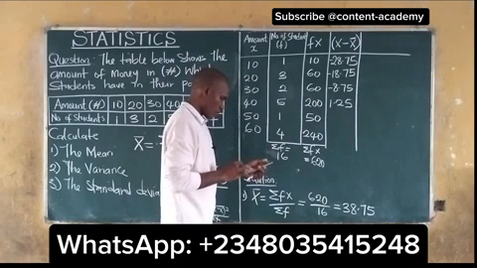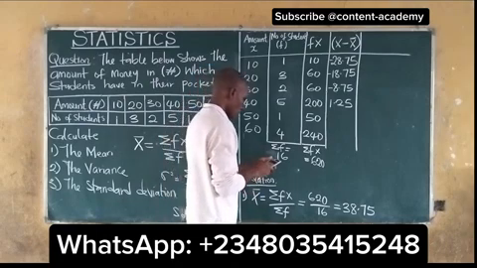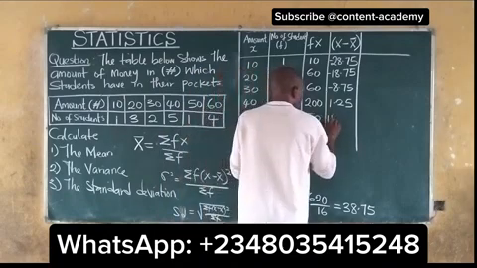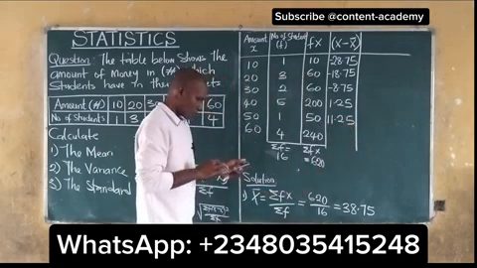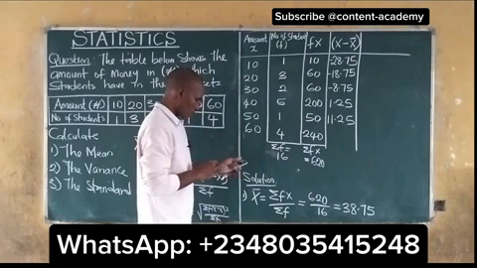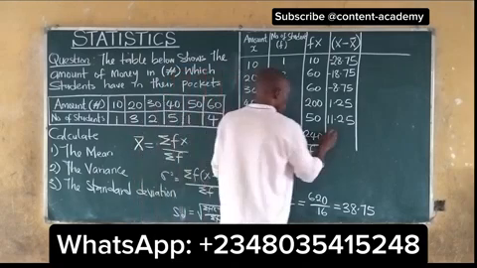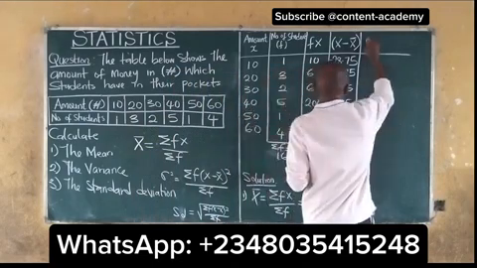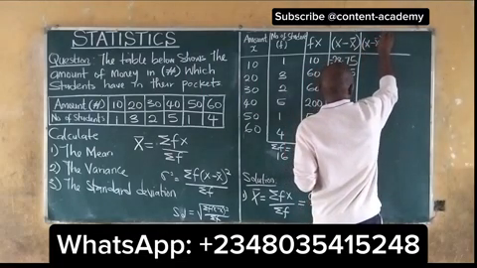38.75. 50 minus 38.75, we have 11.25. Also 60. 60 minus 38.75, we have 21.25. Now we say x minus x bar squared.